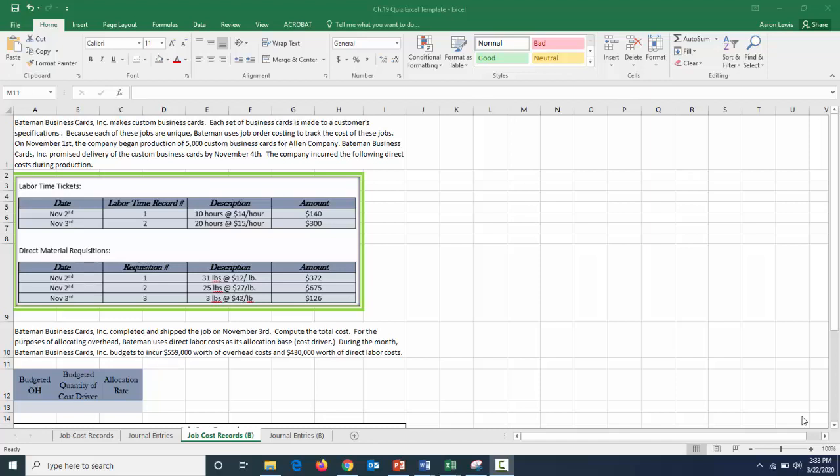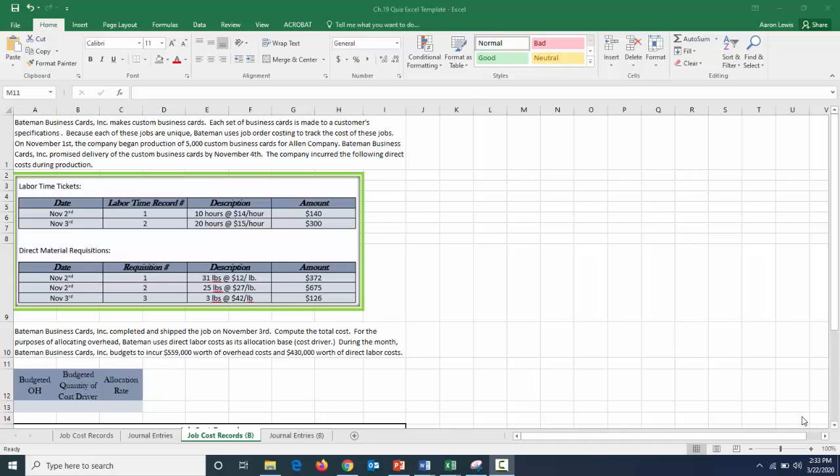For direct material requisitions, that's taking things out of storage and putting them into use. So for us, it would be things like paper stock and ink, glossing, maybe. All of those materials are going to come out of our storage facility and be put into actual use on this job. And there's three requisitions that Bateman has for this particular job for Allen Company: requisitions 1, 2, and 3. We have the description of what they took out, as well as the total cost that they had. Underneath, it says that Bateman Business Cards Incorporated completed and shipped the job on November 3rd.